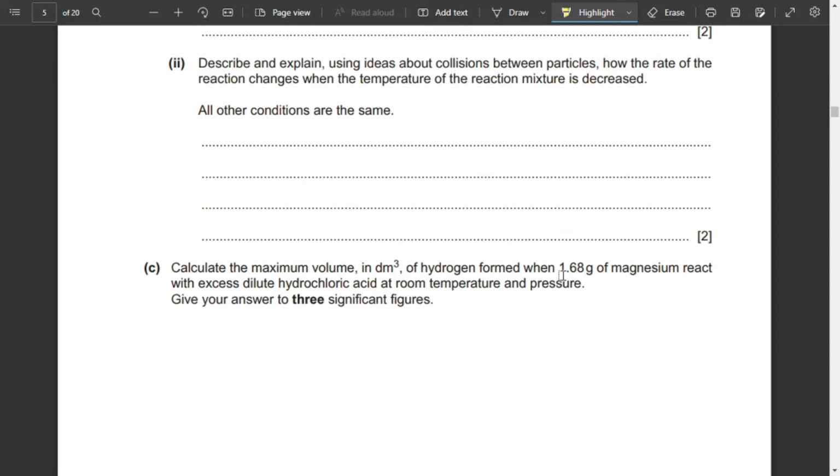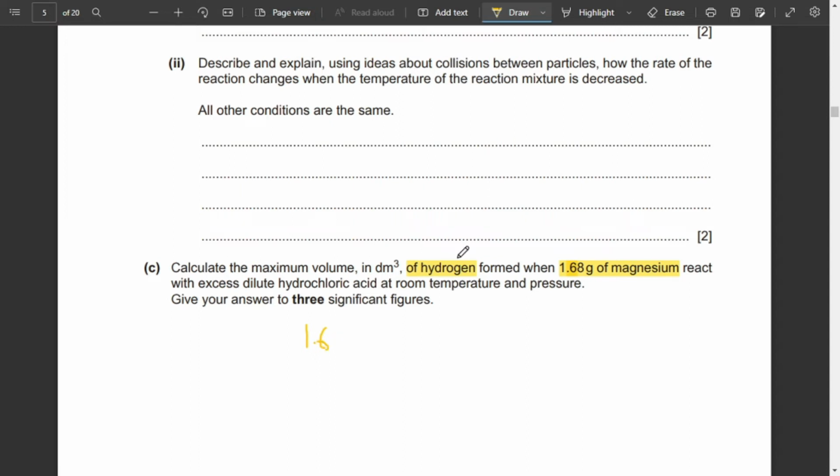So here we have 1.68 grams of magnesium, which is being reacted with excess dilute hydrochloric acid. We're not going to really consider it. So we need to find the volume of hydrogen. That's our question basically. So here is magnesium with us. First of all, we are going to find the number of moles. Always remember, moles is a topic that you should have really quite a grip on.